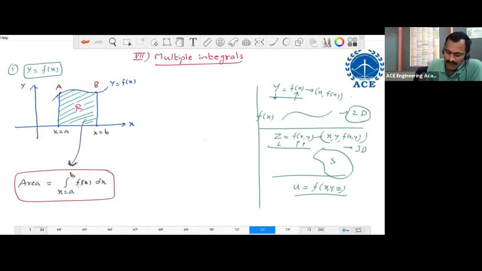Now, this integral value is the area under the curve f of x above the x-axis, between two lines x equal to a, x equal to b only. So a single integral value gives the area of the region bounded by the curve, the x-axis and the lines only. And we extend this to two variable functions.